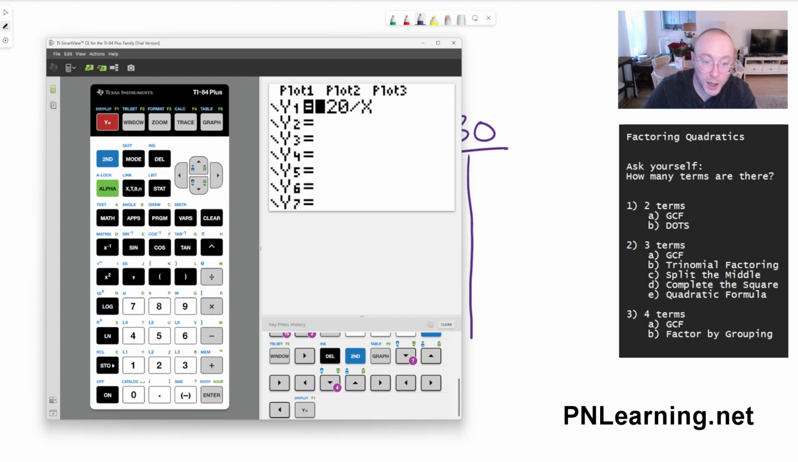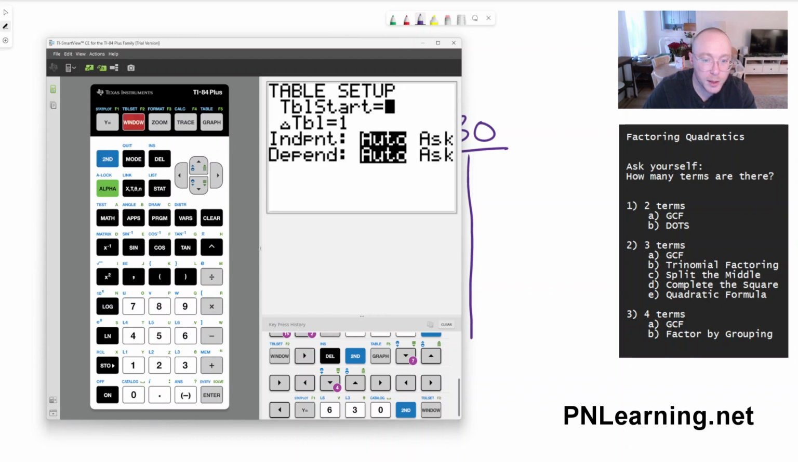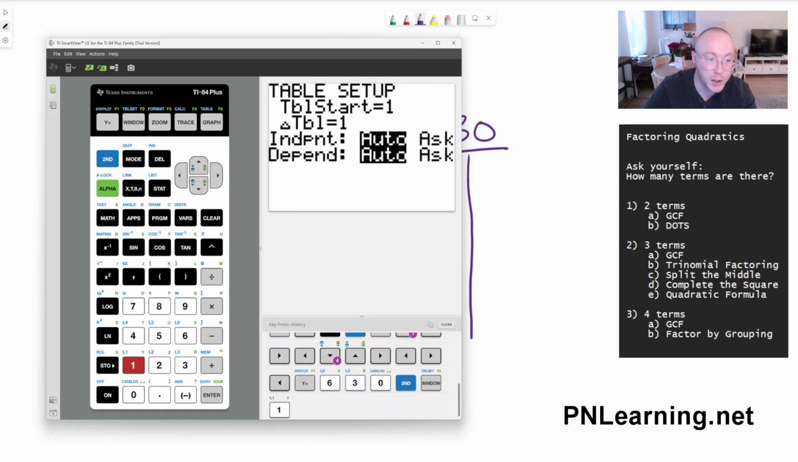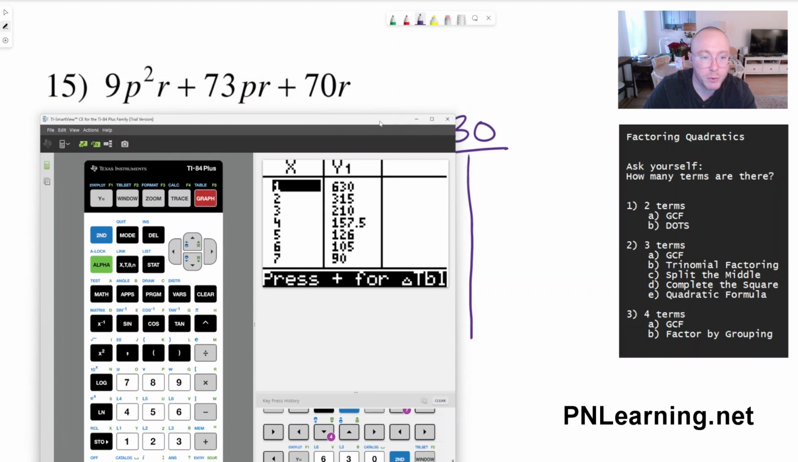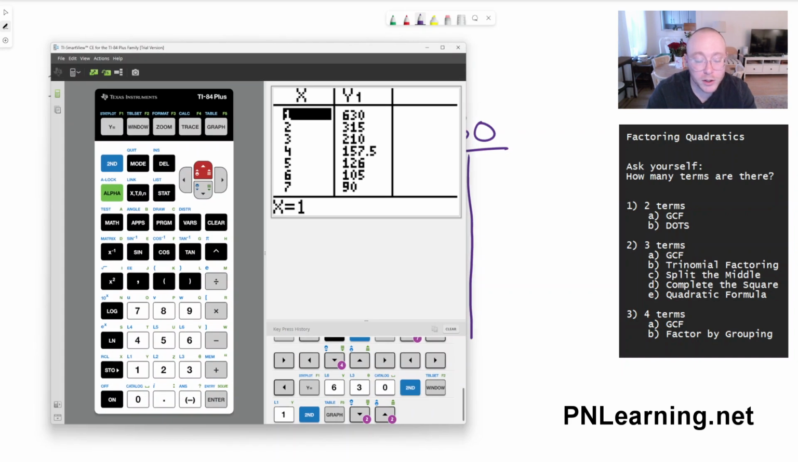Once again, you're going to go to the y equals menu here. You're going to type in your number, 630, and go to your second window, which is the table setting, and make sure you're starting at 1. Then hit second graph, and you're going to be over at the table. So we're looking again for numbers that will add up to 73. So let's take a look and see if we can find such numbers.